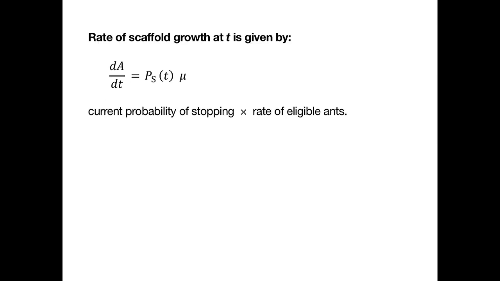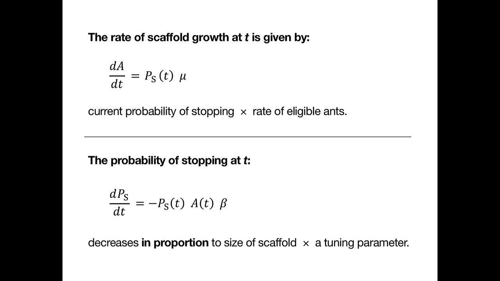So just real quick to walk through that again. The rate of scaffold growth at time t is given by this current probability of stopping times the number of eligible ants. And then the probability of stopping at t is being reduced in proportion to the size of the scaffold.